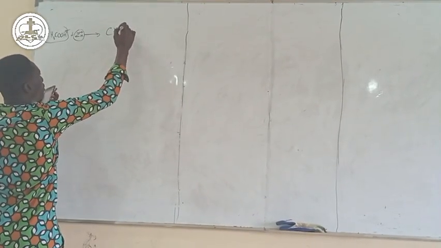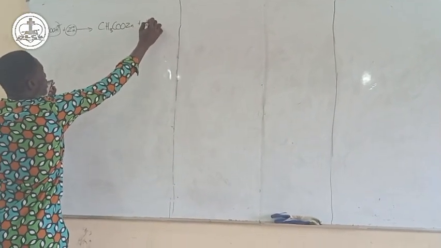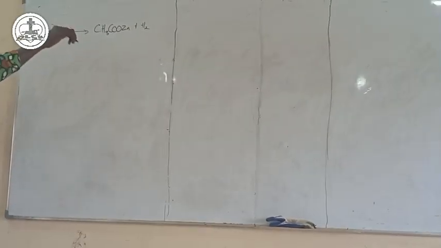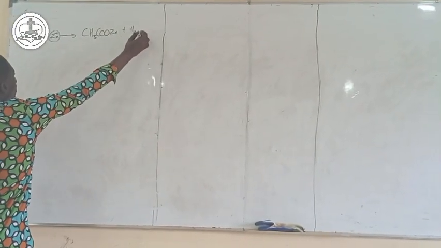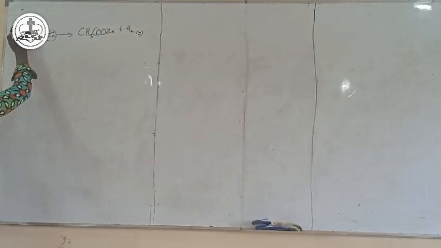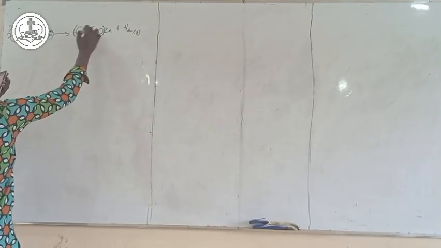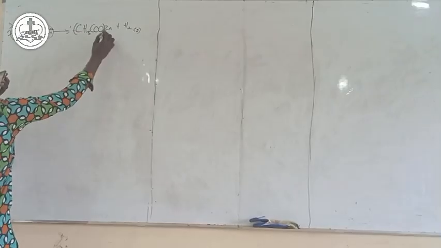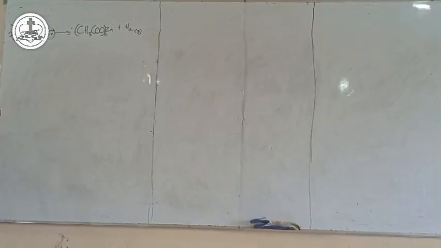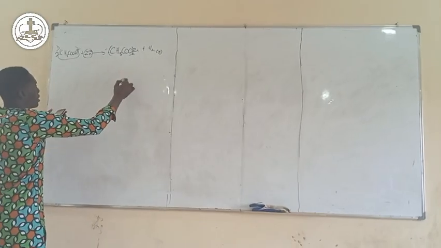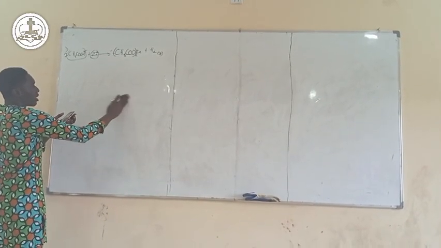Gives us (CH3COO)2Zn plus hydrogen gas, but this is not a balanced equation. Because this is plus one and this is plus two, we must have two here, and the hydrogen gas must have a subscript two. So the answer to the question is C. Don't mind the way the question is typed; the two was supposed to be written as a subscript, not as a normal number.